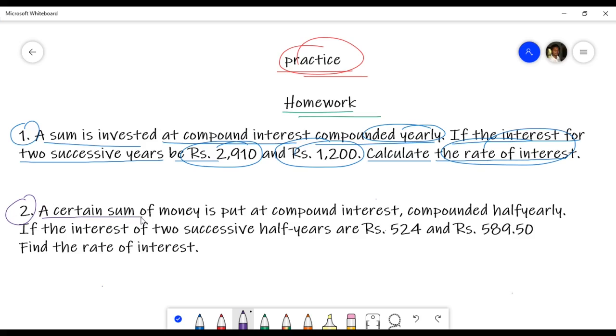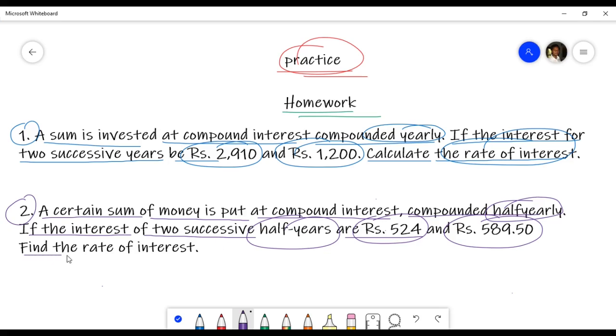This is the second question. A certain sum of money is put at compound interest, compounded half yearly. If the interest of 2 successive half years are rupees 524 and rupees 589.50, 589 rupees and 50 paise, you have to find the rate of interest. I hope you can do this.